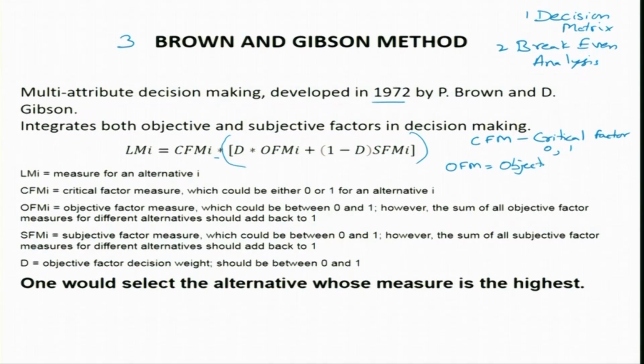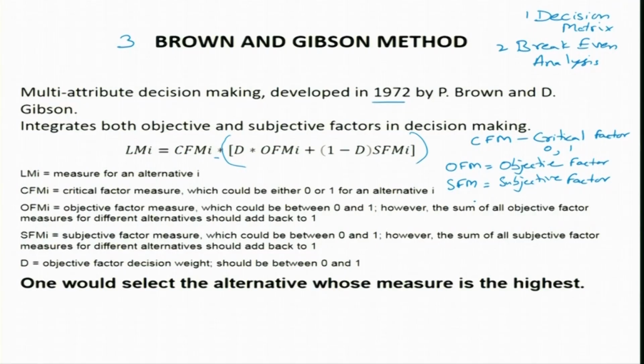Objective factors are those which can be measured in the form of cost, which can be quantified. And we will also consider the subjective factor measures, the factors which are subjective in nature and difficult to quantify. We will rate them on a scale of 0 to 10 or 0 to 100. So, these are subjective factors.